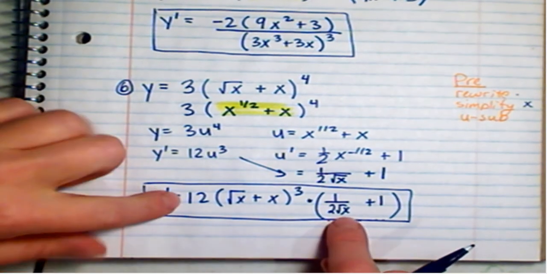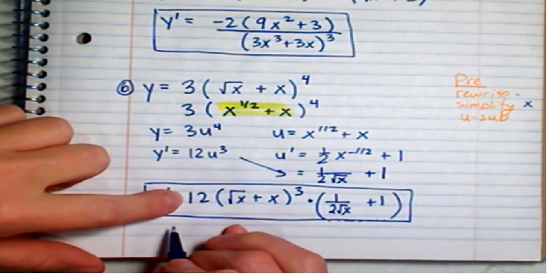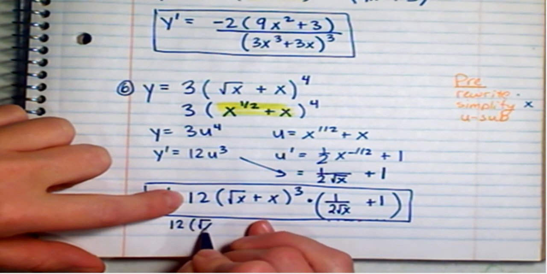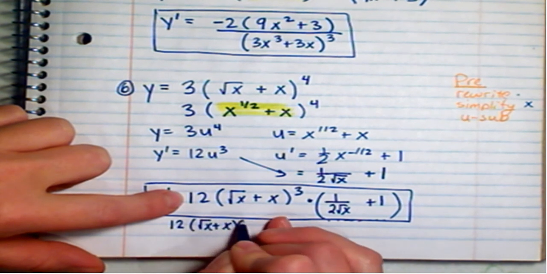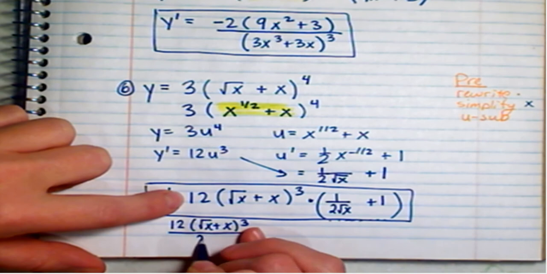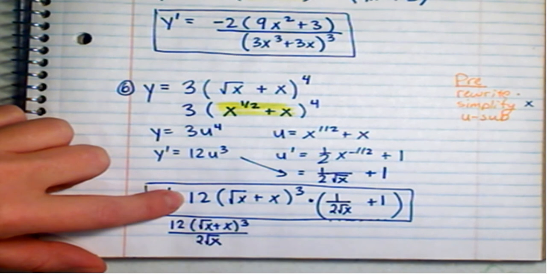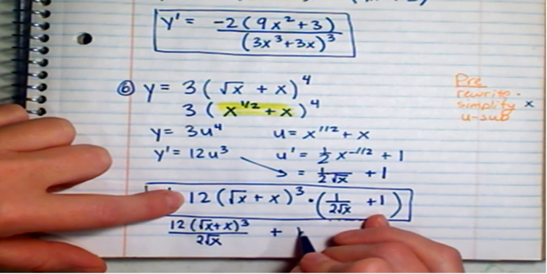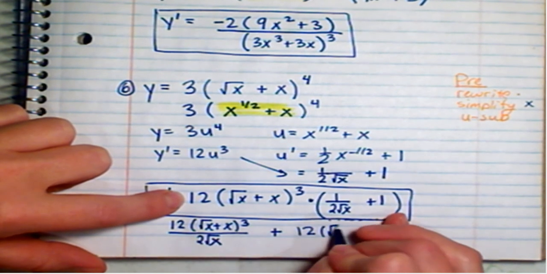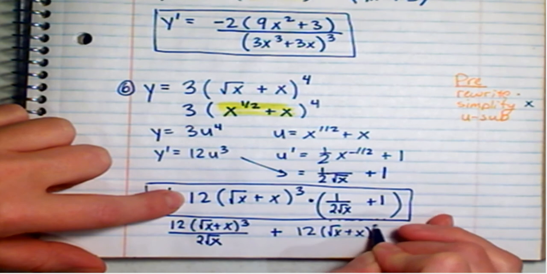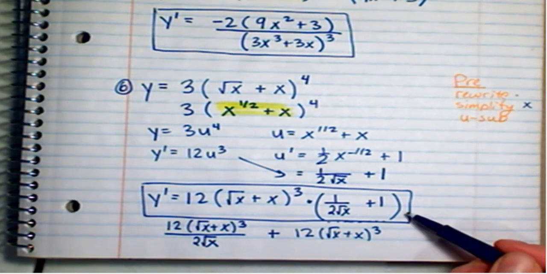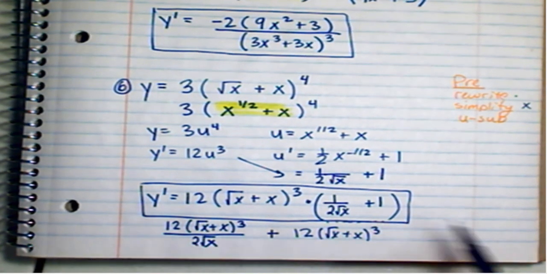All right, so I'm going to do these first two pieces first. 12 with a 2 root x in the denominator, and then it would have a plus 12. It's not really simpler. It's actually more factored, just like this part that I boxed here.